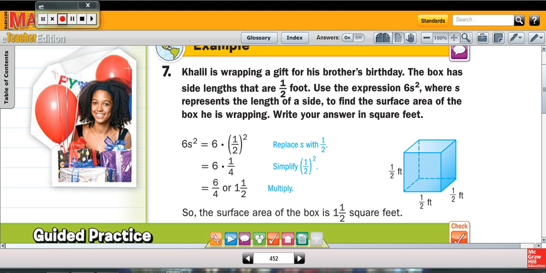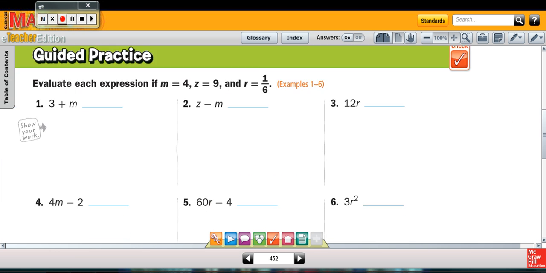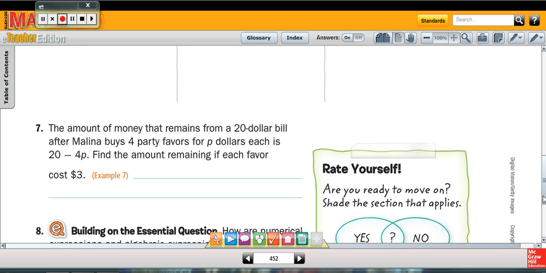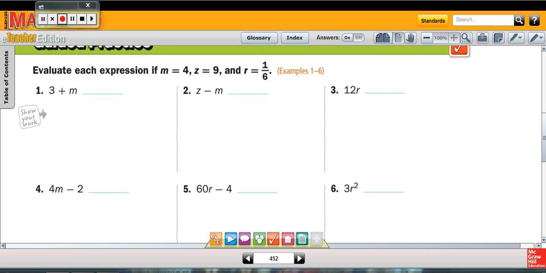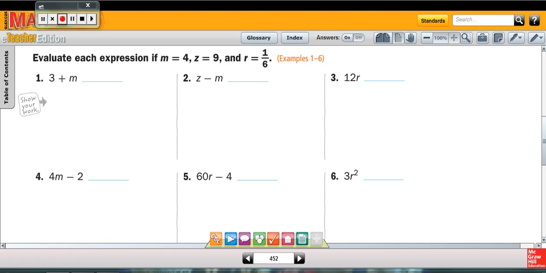Okay, I want you to take a minute and go ahead and do the guided practice problems here. I'd like you to do 1 through 7. So go ahead and pause the video. If you're feeling comfortable and confident, go ahead to proceed to these. If you need to go back, do that at this time. Let's check our work here.